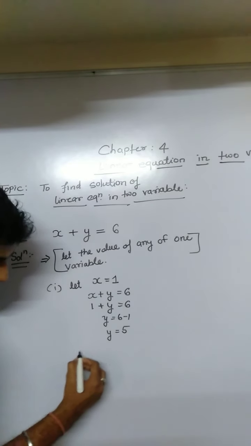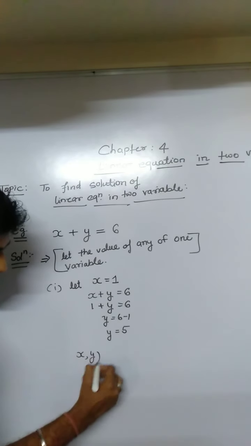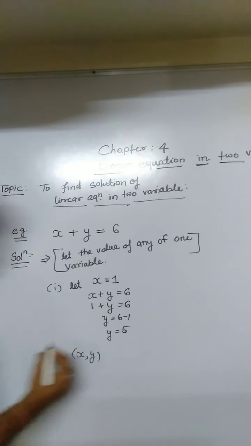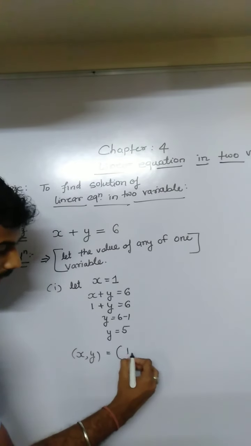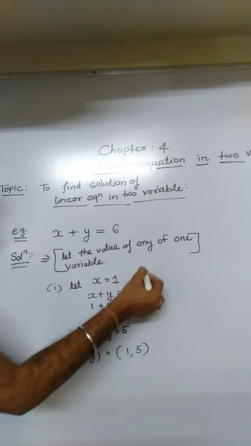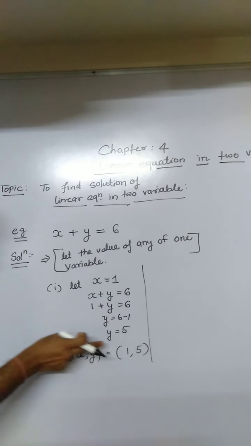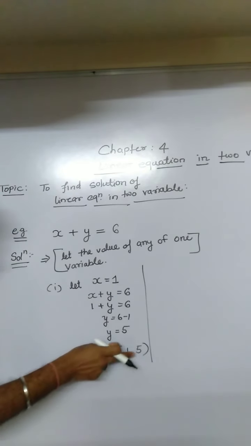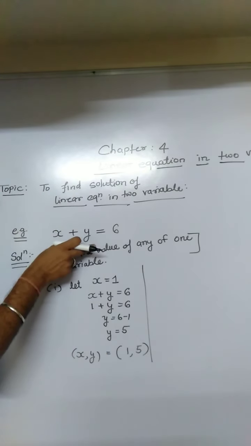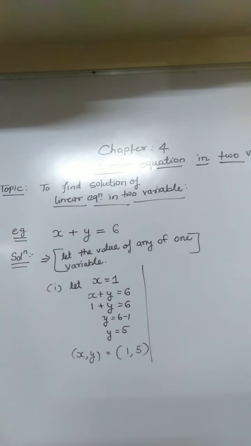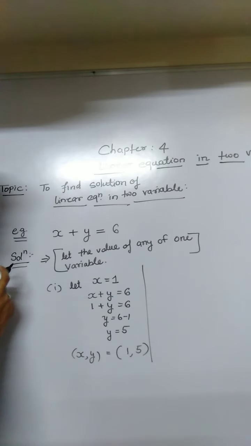So our coordinates x comma y, or you can say the solution x comma y, is 1 comma 5. This is one of the solutions for the linear equation in two variables. Now you can cross verify. If you put 1 over here and 5 over here, 1 plus 5 will again make 6 only. So this way we can find a solution for a linear equation.